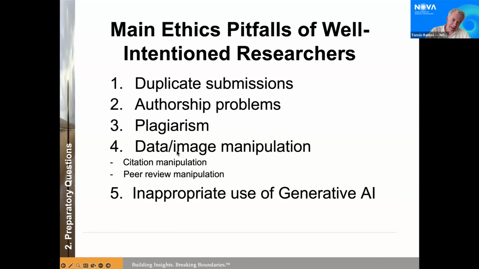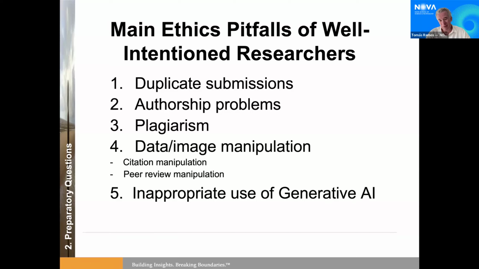Be careful also with data and image manipulation. You can't copy an image into your paper without authorization from the author. So be careful with this. And of course, be careful with AI, artificial intelligence. Inappropriate use of AI could be a problematic issue. According to the majority of the big publishers, you are allowed to use AI only to improve the language in the manuscript.